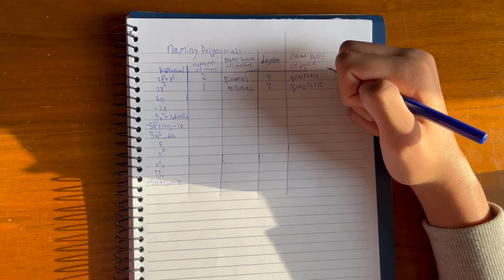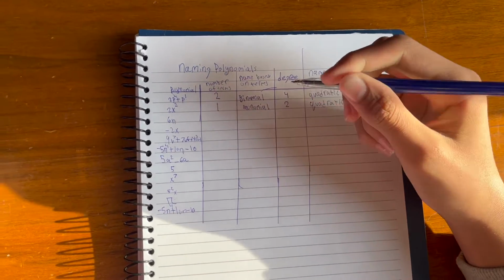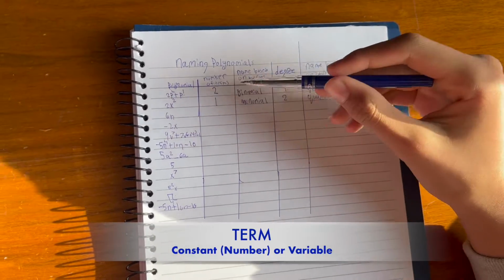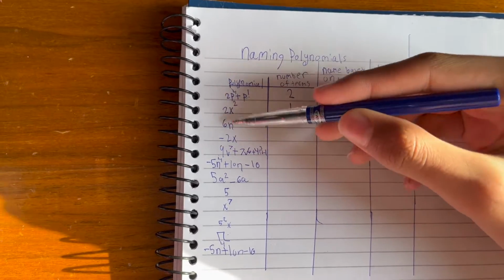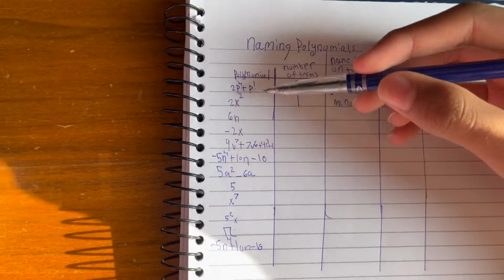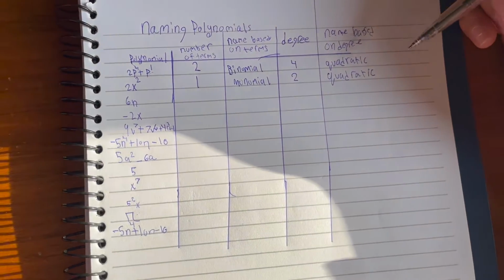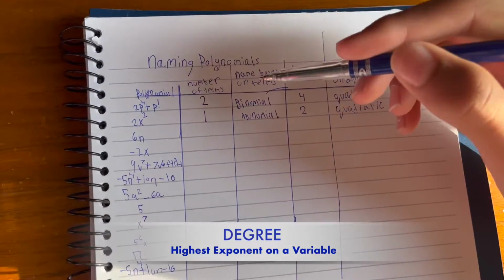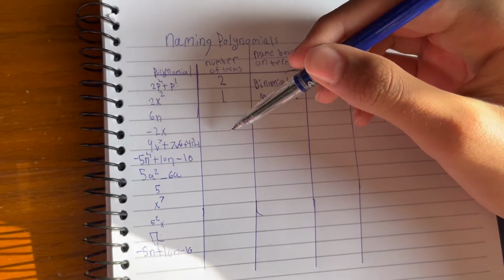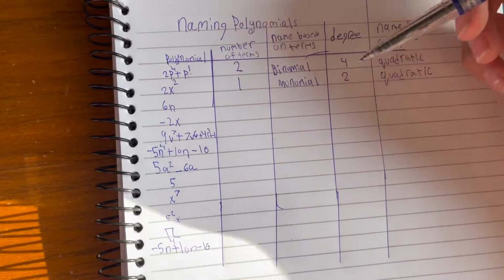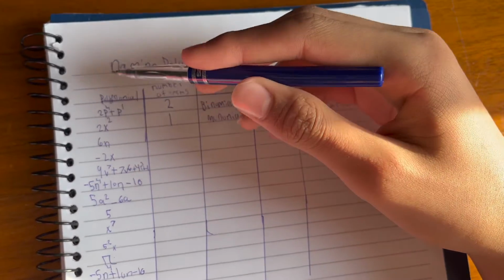Before we continue to the next example, we must look at what is a term and what is a degree. A term is basically the amount of numbers inside an expression. So there's only one term in 6n, and there's only one in 2x to the power of 2. Now let's look at what is a degree. A degree is basically the highest exponent number. If there's no exponent written, it's always equal to the power of 1. So the degree is the highest exponent.